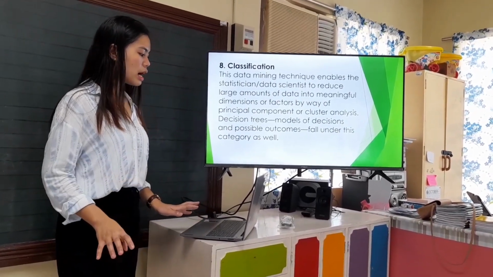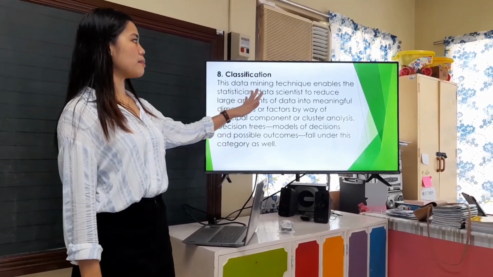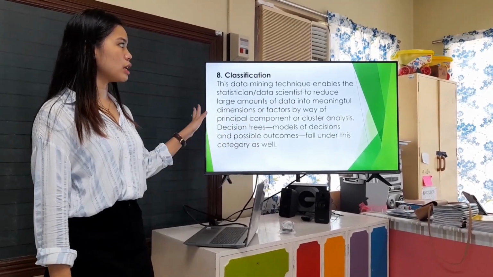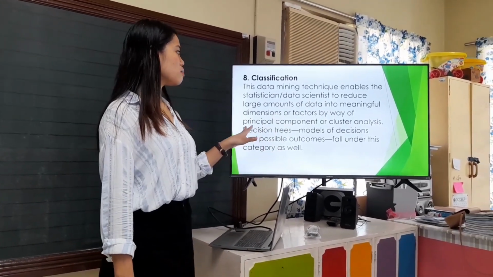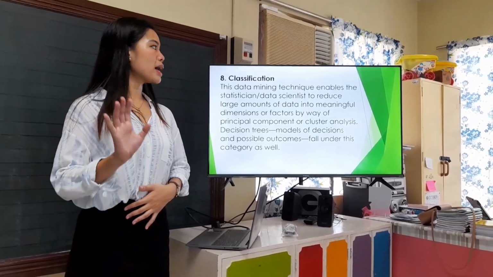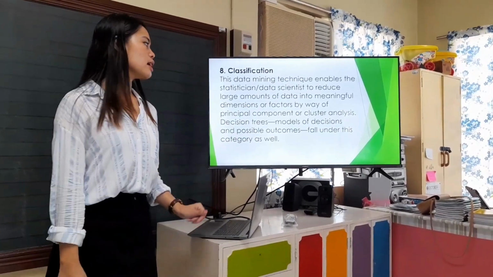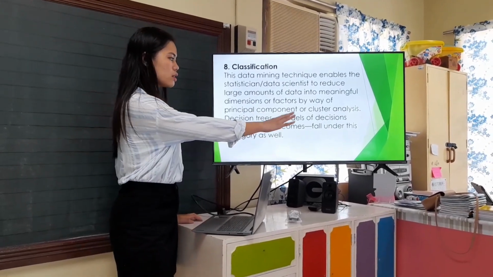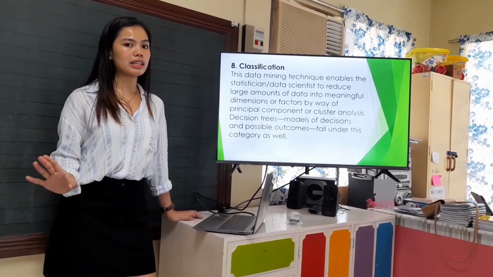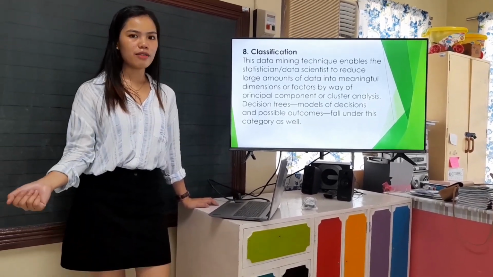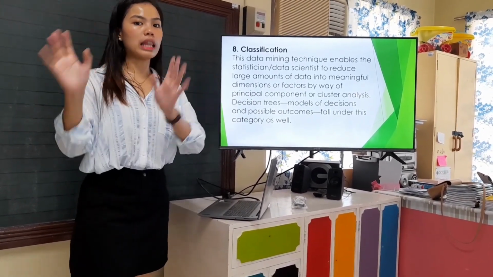Now we have number 8, the classification. For the classification, this data mining technique enables the statistician or the data scientist to reduce large amounts of data into meaningful dimensions or factors by way of principal component or cluster analysis. So the decision trees, models of decision, and possible outcomes fall under this category as well. Now, it's really understandable from the fact that you are going to classify the data of where it would land.